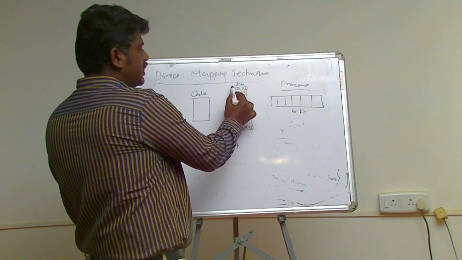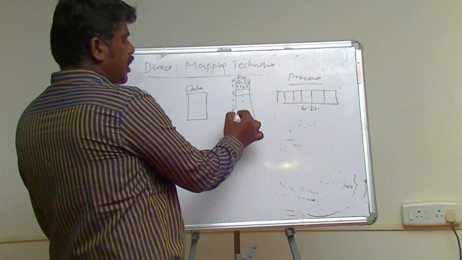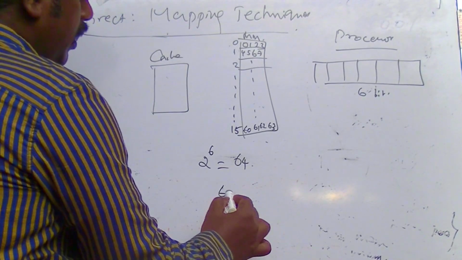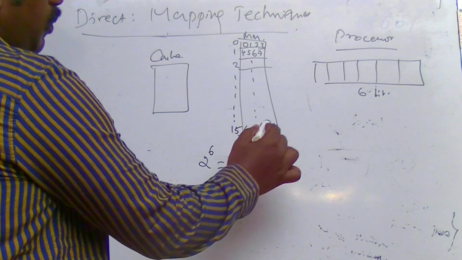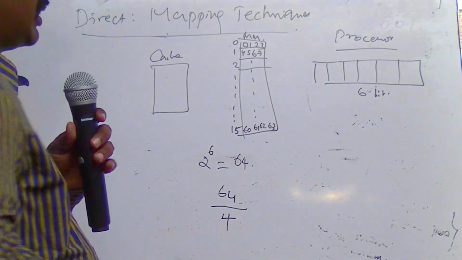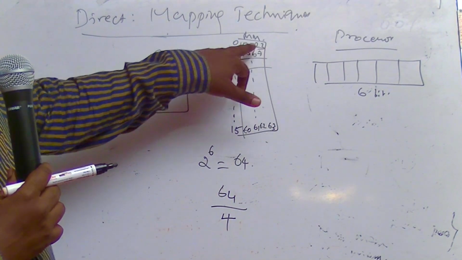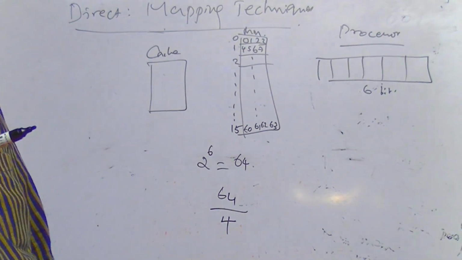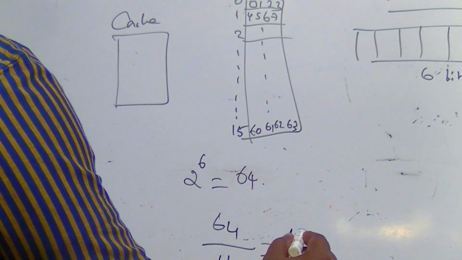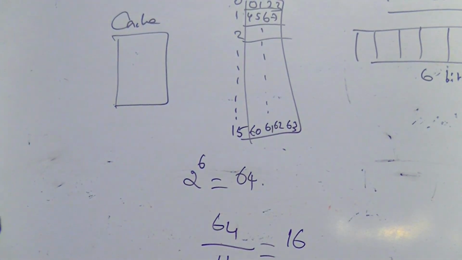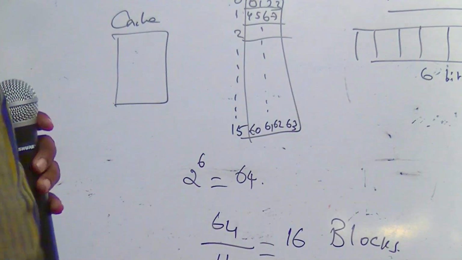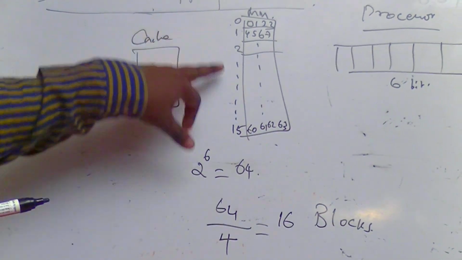The main memory blocks are numbered 0, 1, 2 up to 15. That means 64 is the total number of words, and each block has 4 words, that is 0, 1, 2 and 3. So 64 divided by 4 means you will have 16 blocks. This is how you calculate the number of blocks, that is 0 to 15.